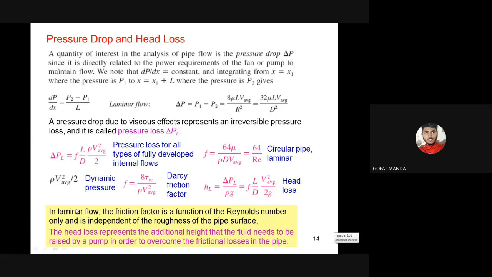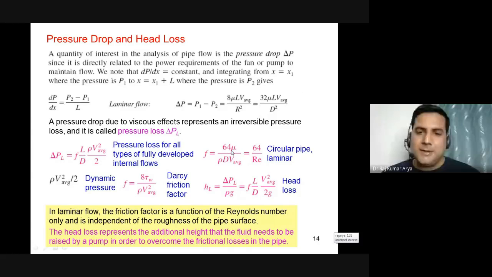So f is coming 64 mu by rho V D actually. Yes, sir. If you compare this properly, you will get this. So from here you have just derived one thing: what should be the friction factor for laminar flow in the pipe? So this is 64 upon Re actually. This D V rho upon mu is called Re, the Reynolds number. So this is how you calculate friction factor in case of laminar flow in the pipe, 64 upon Re. Okay. So you have just derived this particular part.